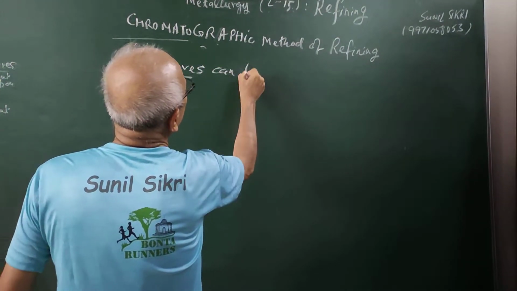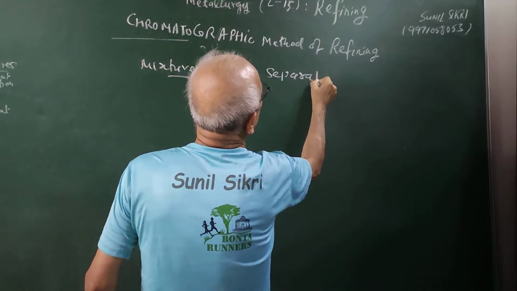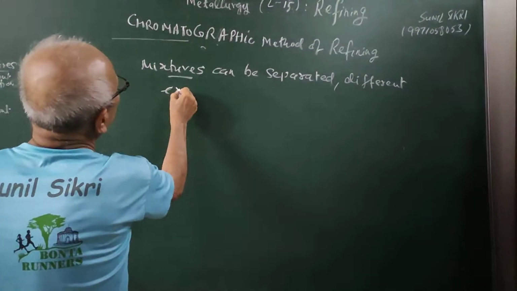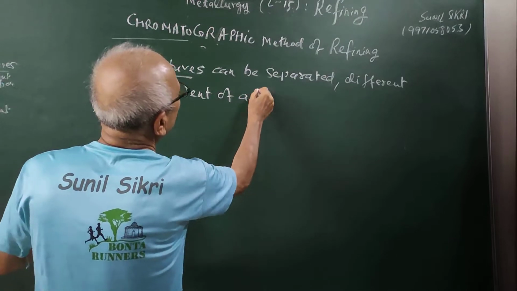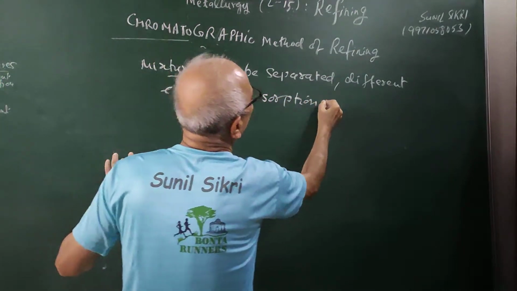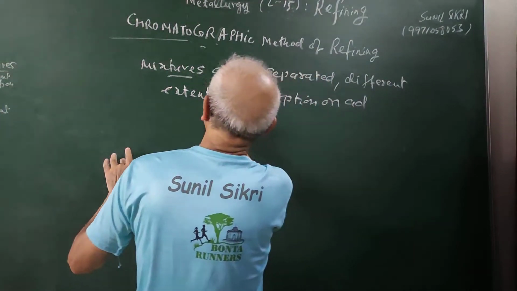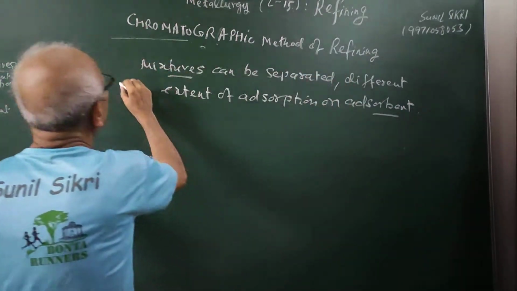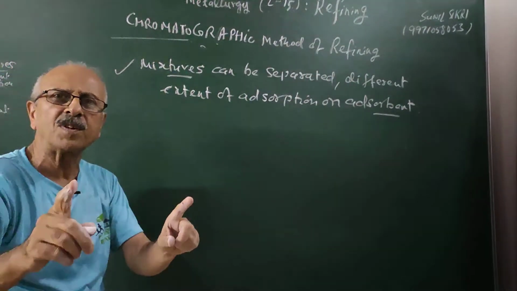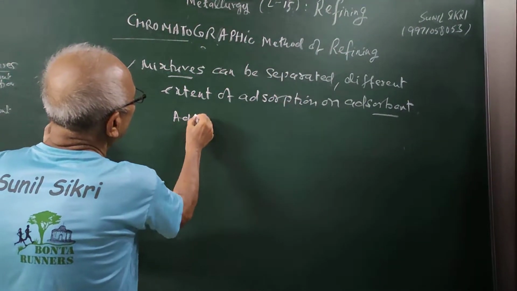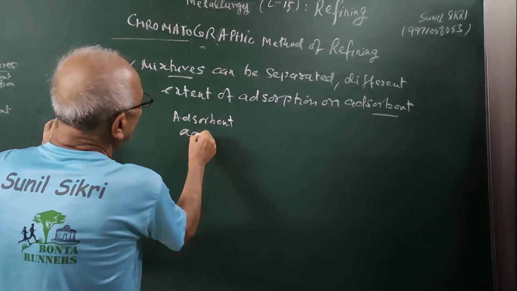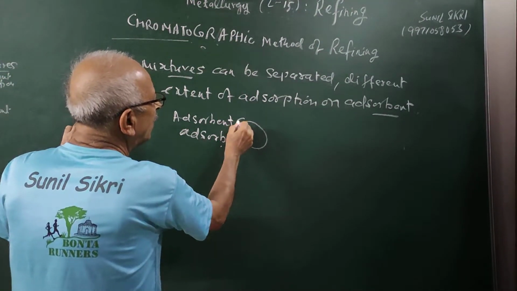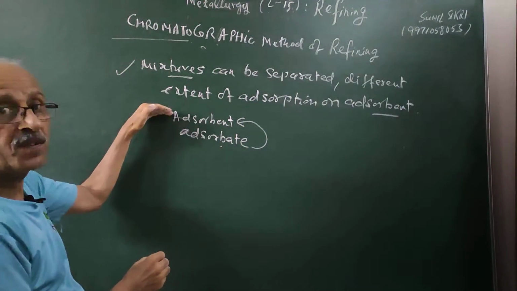Mixtures can be separated because they have different extents of adsorption on the adsorbent. Now students, the meaning is clear, as we have told you in surface chemistry. In surface chemistry there are two things, adsorbent and adsorbate. Adsorbates are the molecules which get adsorbed on the surface of the adsorbent.